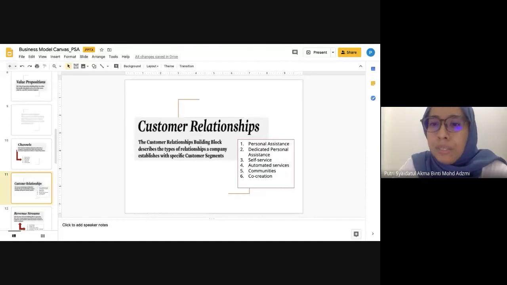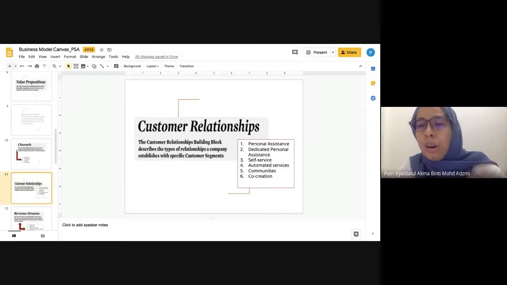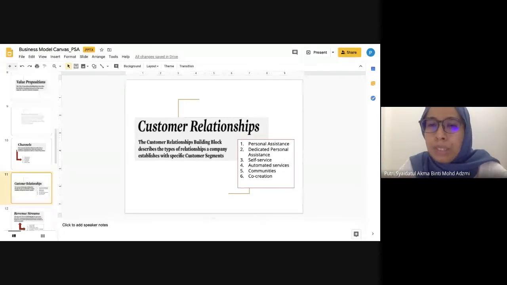Is it self-service? If it's self-service, where and how do you provide it? Is it automated services, or do you want to build a community? Take Amazon, for example. Before you purchase, you will start looking at their reviews. If you have reviews from customers, do you just let them be? What happens if it's a negative review? Okay, so you don't want to leave the negative reviews on that platform.